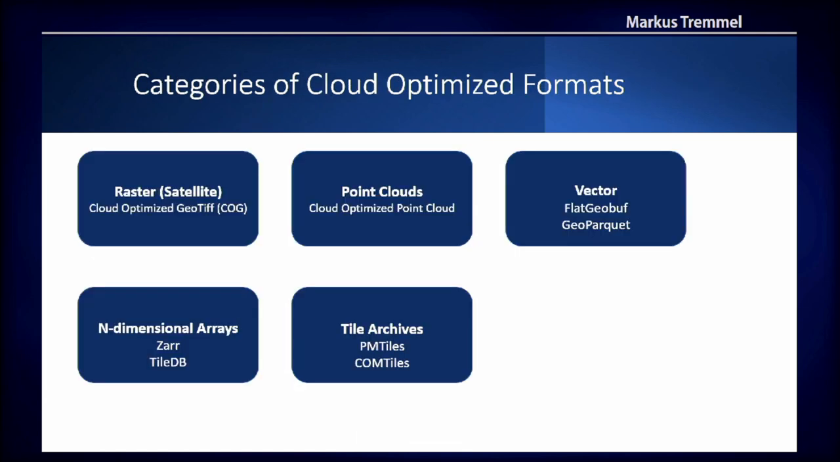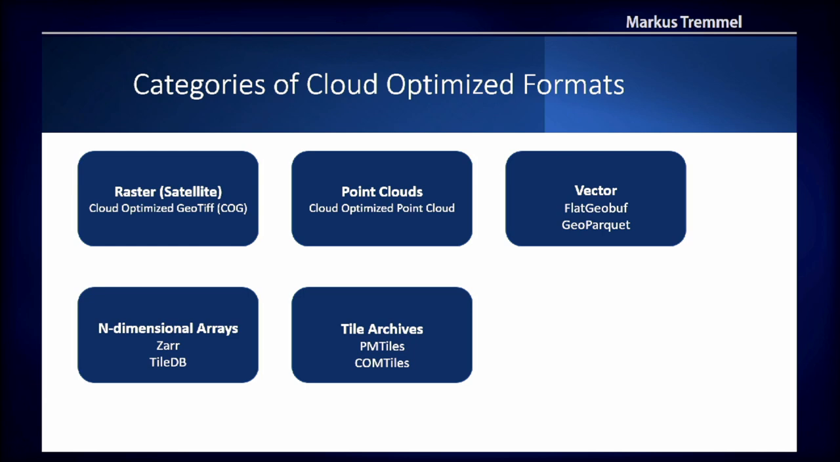I know maybe you heard something about these new categories of cloud optimized formats. There were a lot of talks, in different categories, because there's a wide range of cloud native formats. So for example, there is something like the mother of all cloud optimized formats, which is the COG, the cloud optimized GeoTIFF, which is for satellite or raster data, and which also was the inspiration for building such a cloud optimized archive for tiles. Then you have, for point clouds, the cloud optimized point cloud file format. Then you have the newer generation of vector formats, which are, for example, FlatGeobuf and GeoParquet.